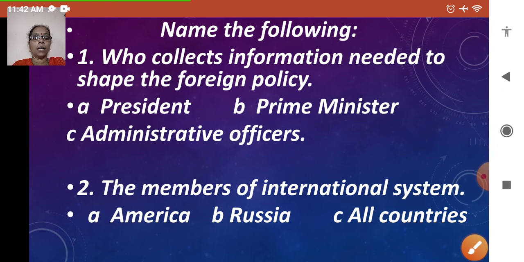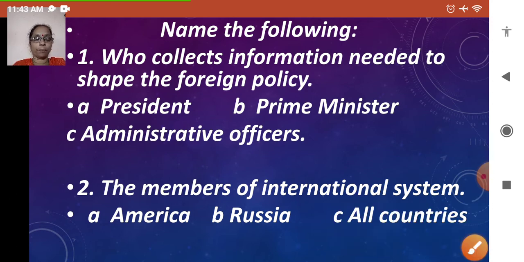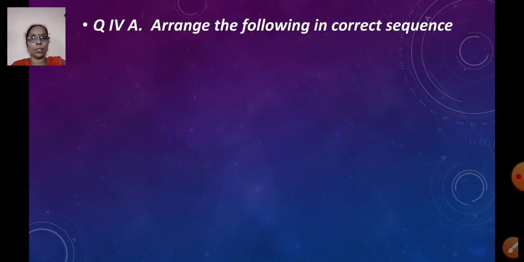Second one, the members of international system. Who are the members of international system? America, Russia, all countries. So the correct answer is the third option, that is all countries. This is the correct option. Okay, all countries is the correct option. Let's proceed to the next question.